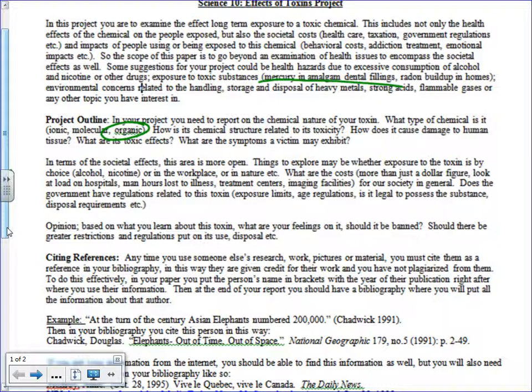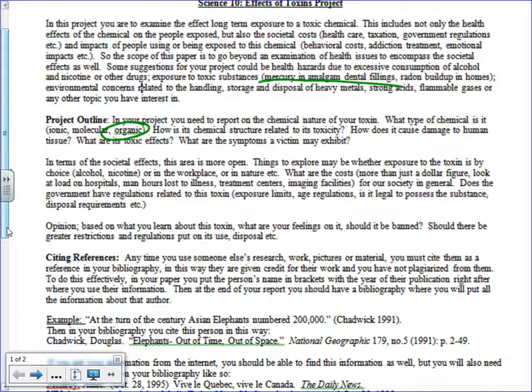All right, so things to explore. Is the exposure to the toxin by choice? Alcohol, nicotine, drugs, things like that. Or is it something they might encounter in the workplace? That's not really a choice, then you're exposed to it there. Or in nature, maybe some places have more of this stuff than others, and by the fact that you live there, you're exposed to it more.